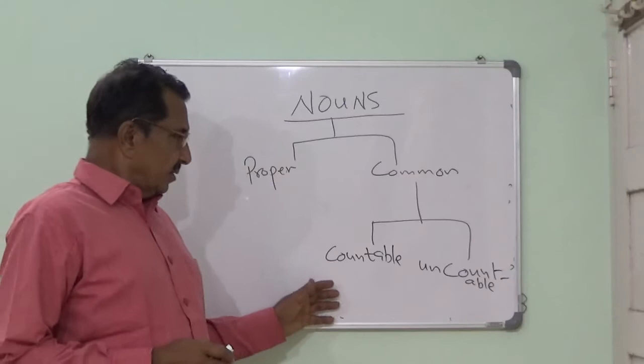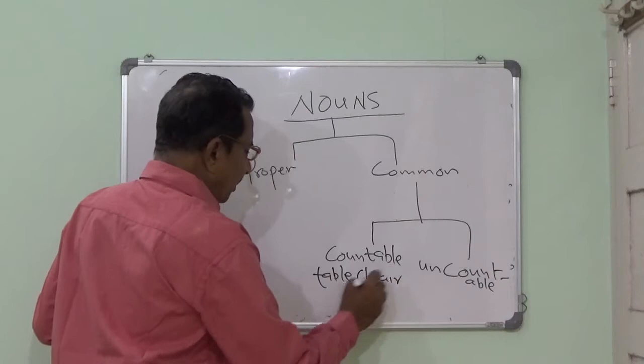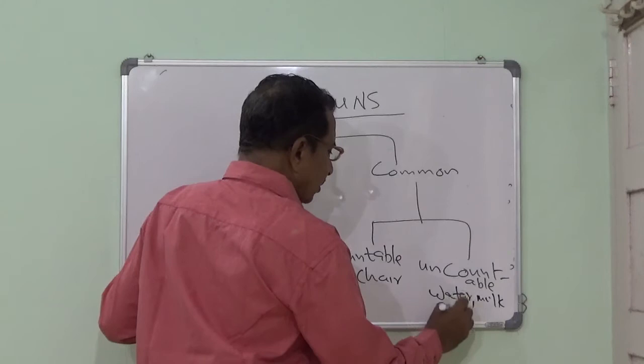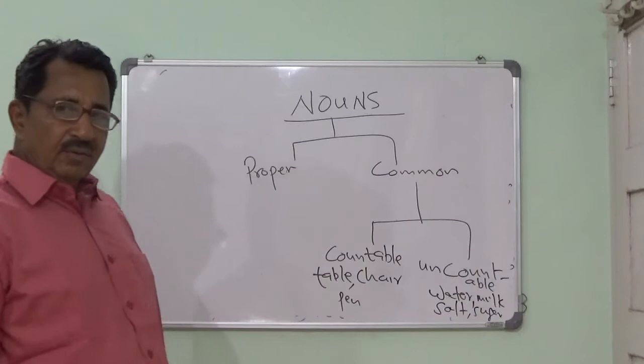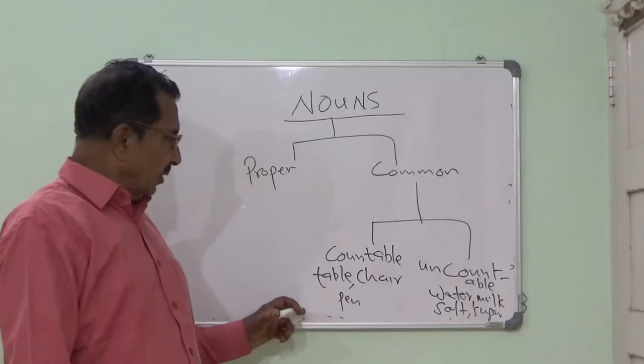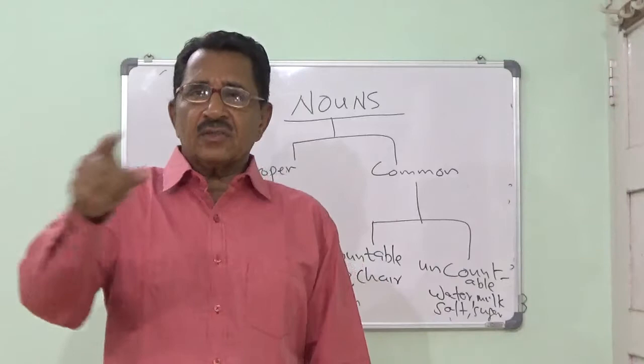For example, we have got countable nouns: table, all these things, chair, you can count, pen, you can count. But water, you cannot count, milk, you cannot count, salt, you cannot count, sugar, you cannot count, rice, you cannot count. You cannot go and say one rice, two rice, three rice like that. So what you can count, like 1, 2, 3, 4, 5, you call them countable nouns. There are lots of them, book. Students, you can count. You give numbers, 1, 2, 3, 4, 5, 6, 7, so that is counting.